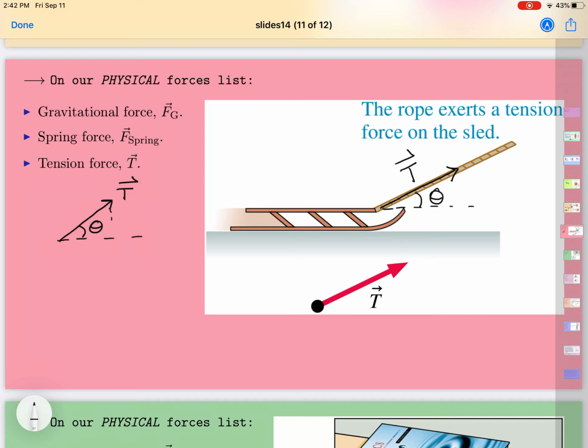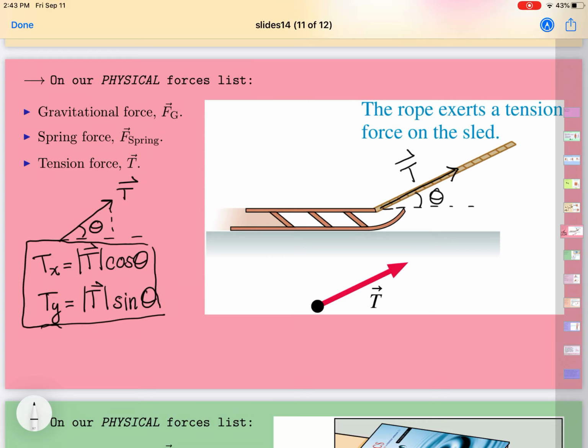And so if we are looking at the tension force with respect to the horizontal, Tx is going to be equal to T, the magnitude of the tension, cosine theta, and then Ty is going to be the magnitude of the tension, sine theta. So in a lot of these problems, you're going to have to split up the tension with respect to components. And it's not going to be trivial in the Y component most of the time. So whenever you have the tension force, you're always going to have to consider the Y component.